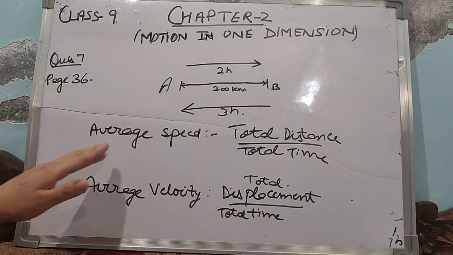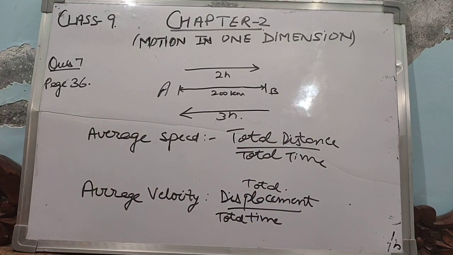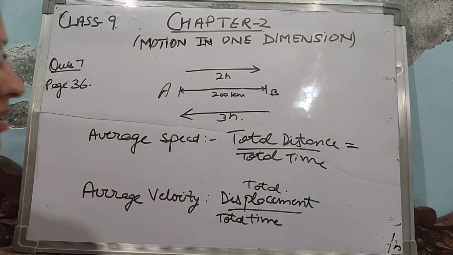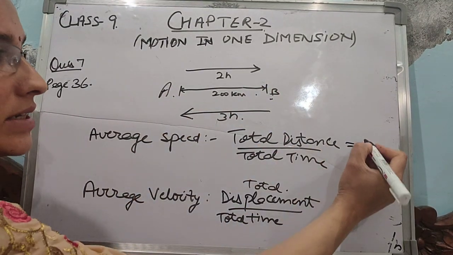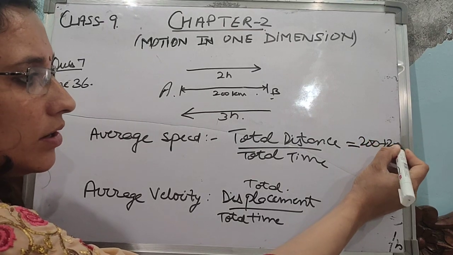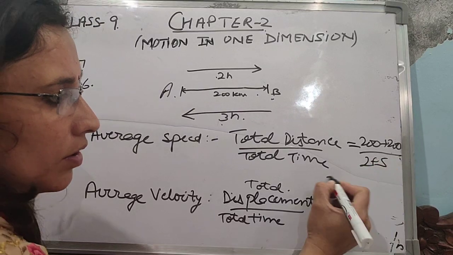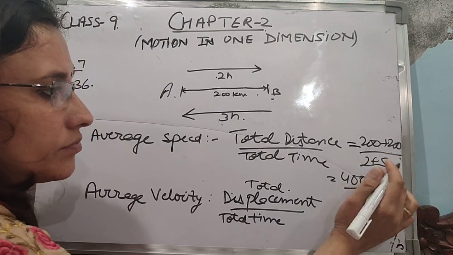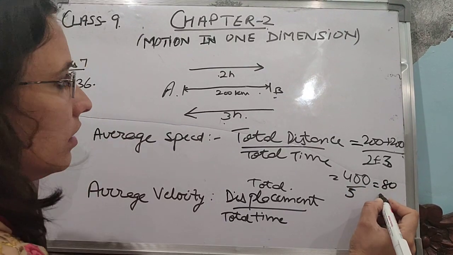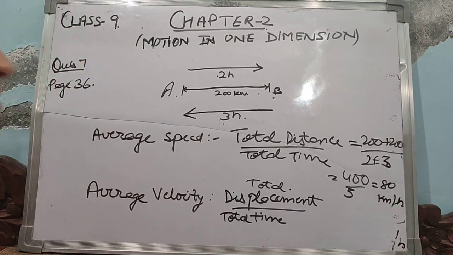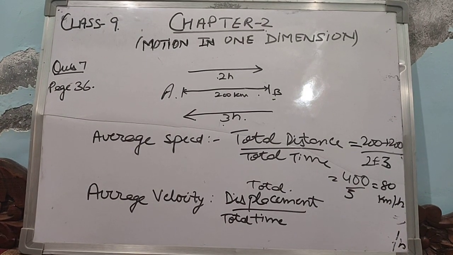As you all know, the formula for average speed is total distance upon total time. So from the figure itself, what is the total distance? A to B, and then again it comes back from B to A. So the total distance is 200 plus 200, and the total time is 2 plus 3, that is 400 upon 5. That comes out to be 80 kilometer per hour. So the average speed is 80 kilometer per hour.